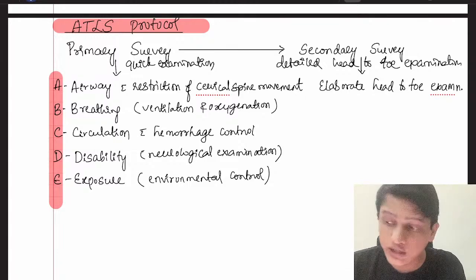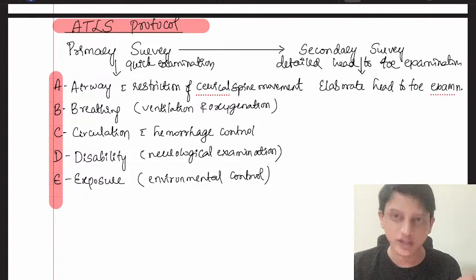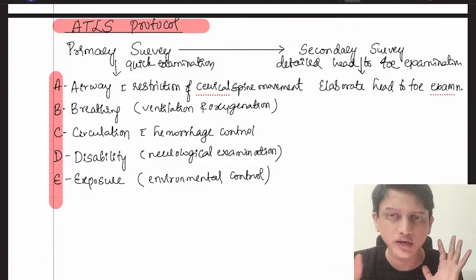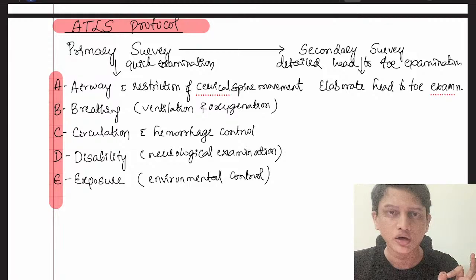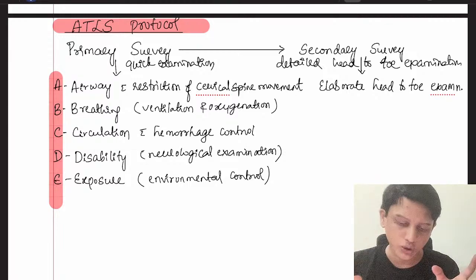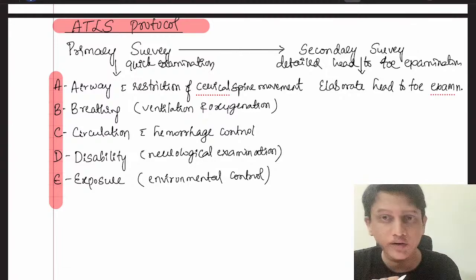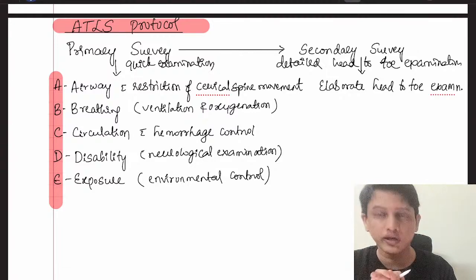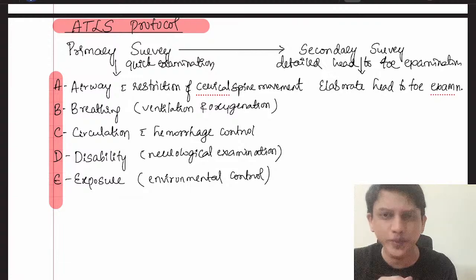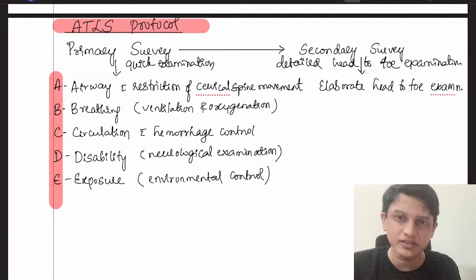C for circulation with hemorrhage control. Circulation, that is blood circulation, whether it's maintained or not, and whether the entire body is getting enough blood or not. And if there is any bleeding, how to control that. That is C. D for disability. Disability, we are referring to the neurological deficits. Any nerve injuries that are causing any restriction of movements or anything. Whether neurological deficits are there or not.